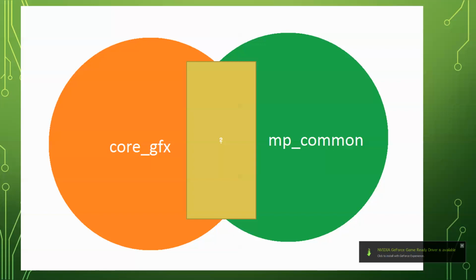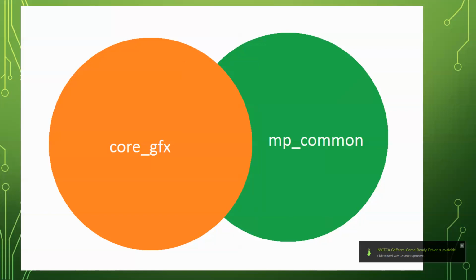can you guys figure out what is going to look like behind this brown box? Like, if we have an asset that's loaded in both core GFX and MP common, is it going to be green/orange? Is it going to be green? Is it going to be orange? Anybody want to guess green/orange? I'll guess orange. Any greens? Any oranges? All right, yeah, it's orange.